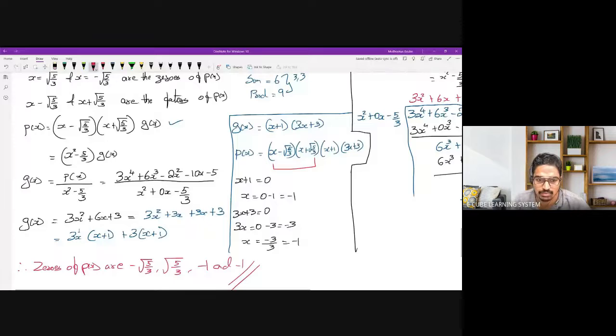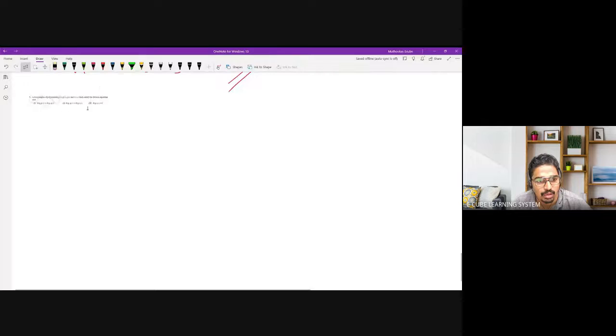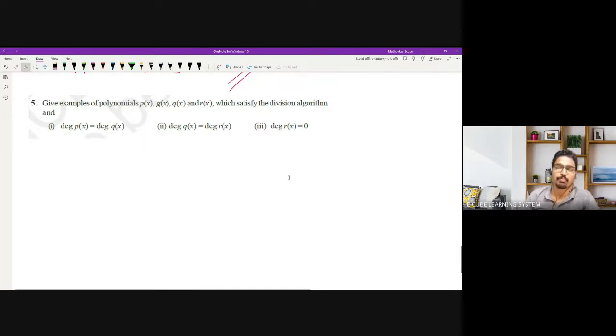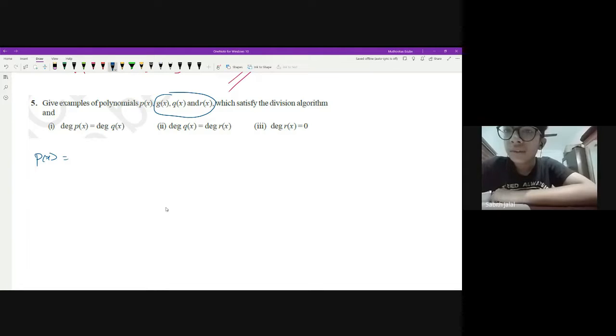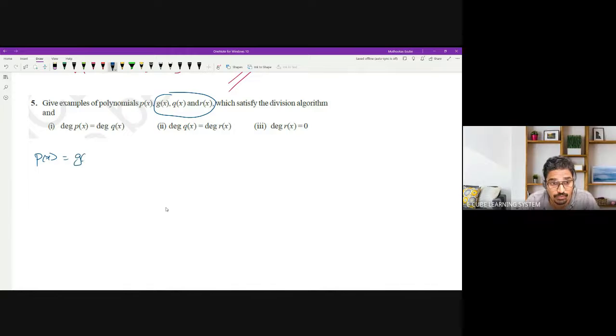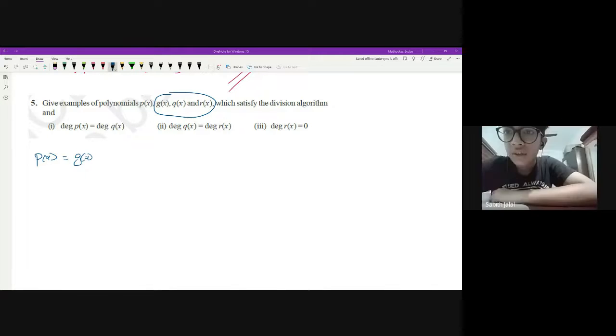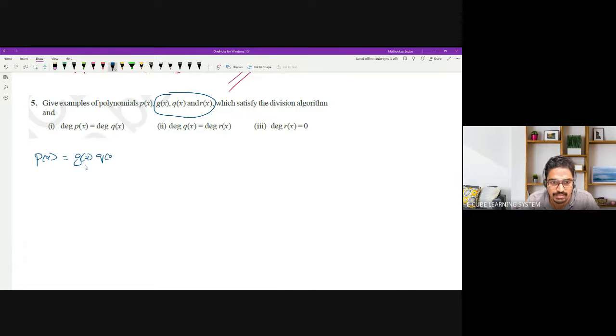According to division algorithm, just listen. Everyone complete it. The last question: give an example of polynomials p of x, g of x, q of x, and r of x which satisfy the division algorithm and the given conditions. Normally, p of x is equal to g of x into q of x plus r of x.